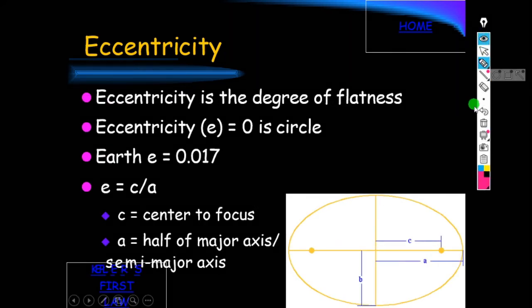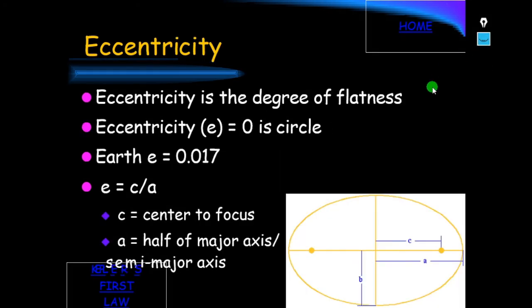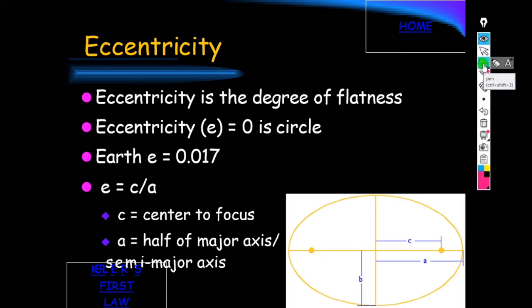Okay, so I will draw a picture. I am showing you the eccentricity. So this is a circle. We know that eccentricity is the degree of flatness. There is no flatness in a circle. That means E is equal to 0. Eccentricity or flatness is equal to 0 for a circle.